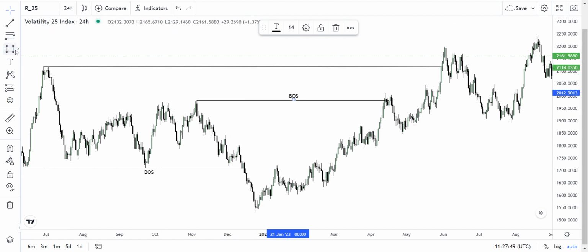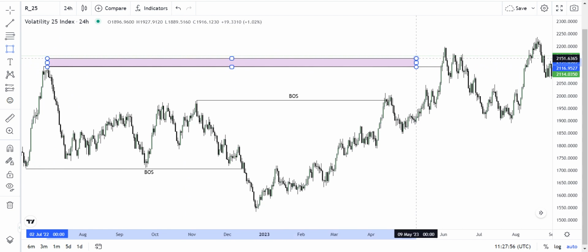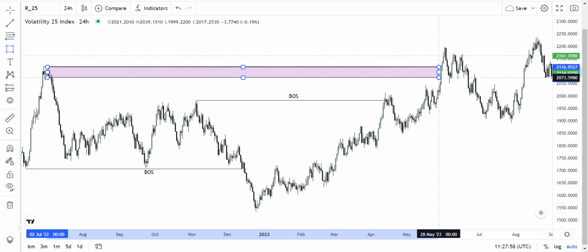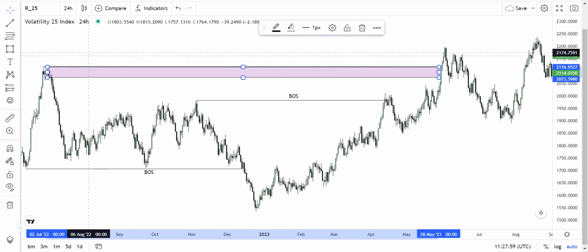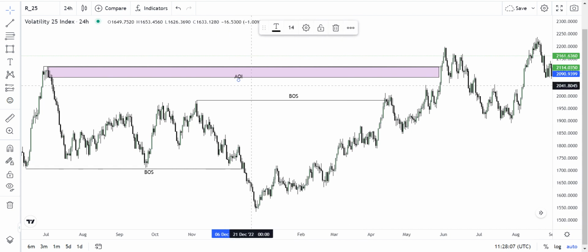Now, ideally, as a trader, because here is a protected high, we'll be trying to mount our area of interest around this place. That's our AOI. We'll be mounting our AOI around this place. But don't forget, you must actually wait for a confirmation before entering the market.